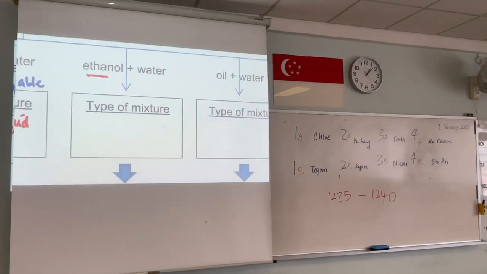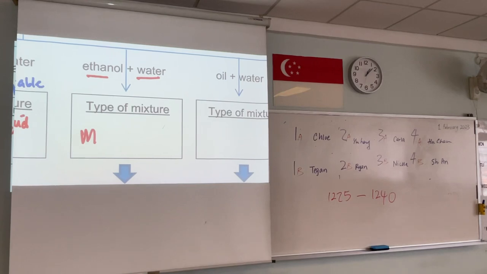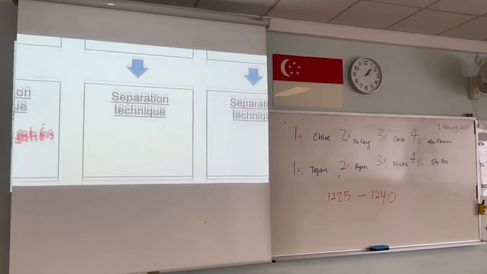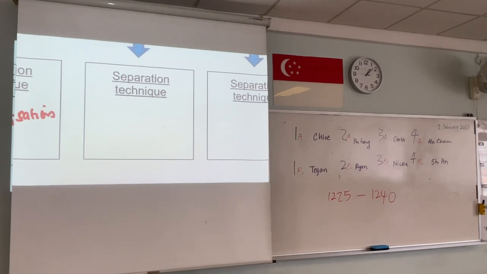Next will be ethanol and water. Two words to describe this mixture: liquid and liquid, but especially miscible. Miscible liquids. Now, what separation technique are we going to adopt? Fractional distillation. Can we use simple distillation? What's the boiling point of ethanol? 78, you all know it's 78. What's the boiling point of water? 100. Quite significantly different. So since there are only two components, I can use simple distillation. Even though fractional is preferred, simple distillation will work as well. Usually for three or more components, we go straight to fractional distillation.